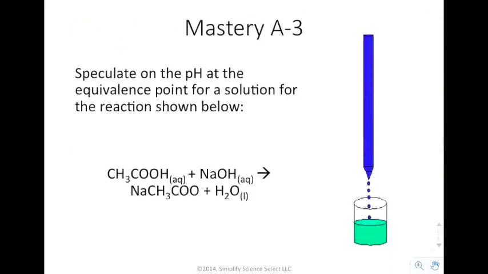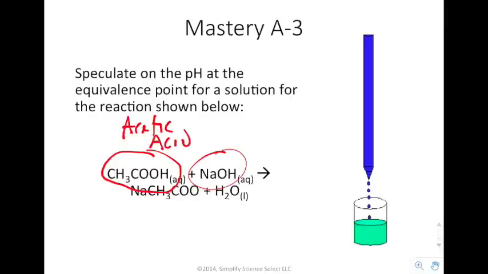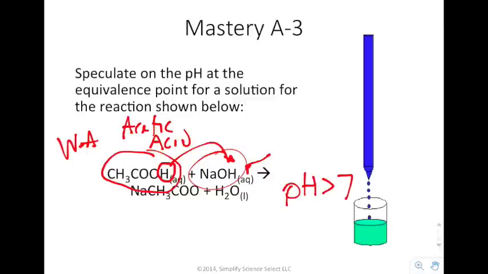It says speculate on the pH at the equivalence point for the reaction shown below. In this case, you have acetic acid and then you have sodium hydroxide. Acetic acid is classified as a weak acid, which means that it does not dissociate completely. So not all these hydrogens are free to react with the hydroxyl group. Because of that, you'll have free hydroxyls, and so you would predict the pH to be somewhat greater than 7 because you have a strong base mixed with a weak acid.